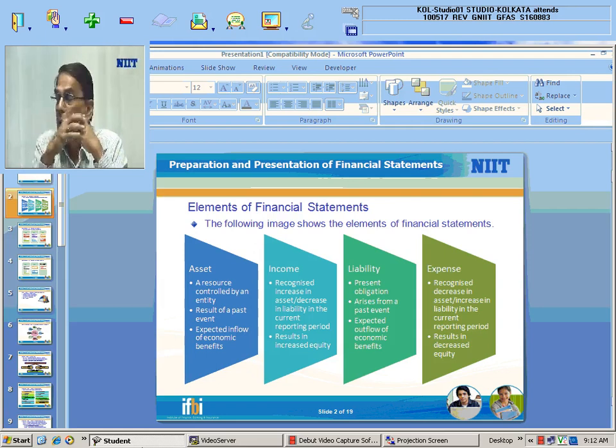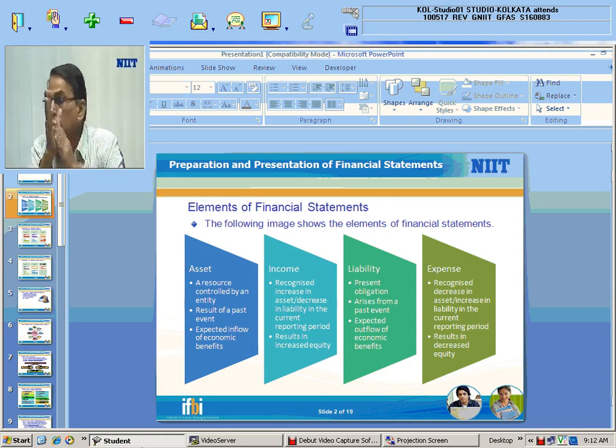Then the third element of financial statements is liability. Liability represents a present obligation. It also arises from a past event, just like assets. An asset is a resource controlled by the entity. A liability is a present obligation. It arises due to a past event, and it results in an expected outflow of economic benefits. So due to a liability, there will be an expected outflow of economic benefits, going out.